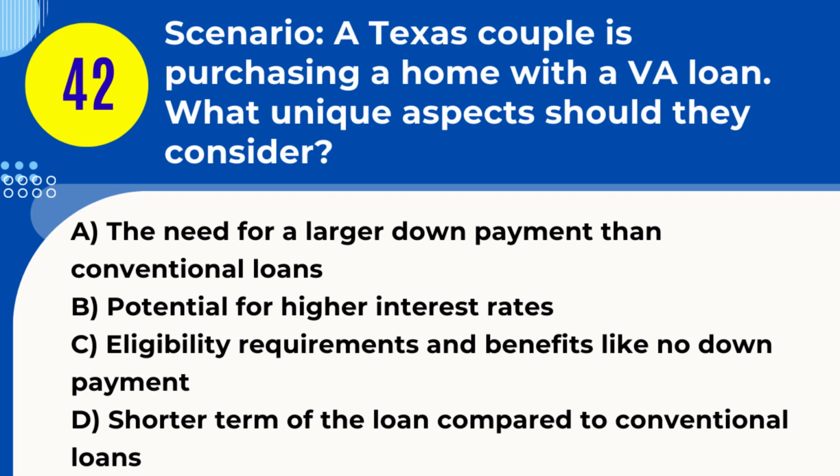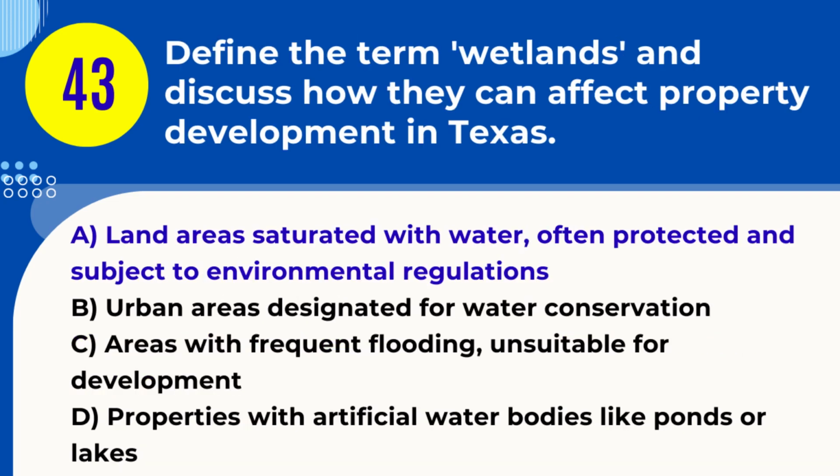Answer: C. Eligibility requirements and benefits like no down payment. Explanation: when purchasing a home with a VA loan in Texas, a couple should consider its unique aspects, including eligibility requirements such as military service and benefits such as no down payment requirement and potentially lower interest rates compared to conventional loans.